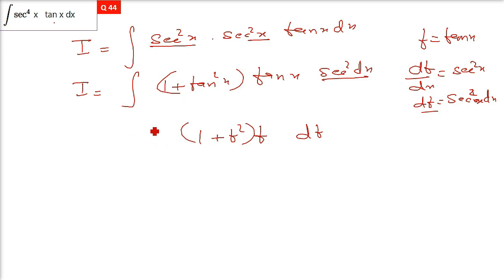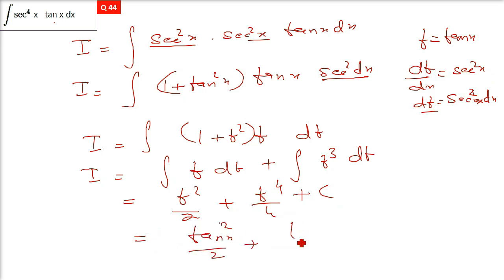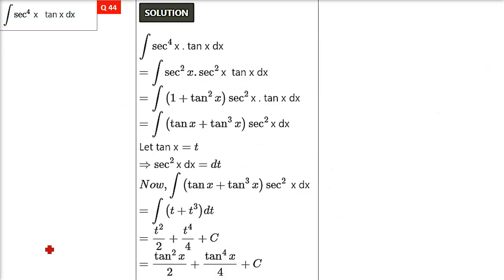See, simple algebra now you have to do. Integration will be t dt plus t square into t will be t cube, so t cube dt. So this is going to be t square by 2 plus t to the power 4 by 4 plus constant of integration. And t was earlier tan x. So tan x whole square by 2 plus tan x to the power 4 by 4 plus constant of integration. That's your final result. So this is the way of doing it.